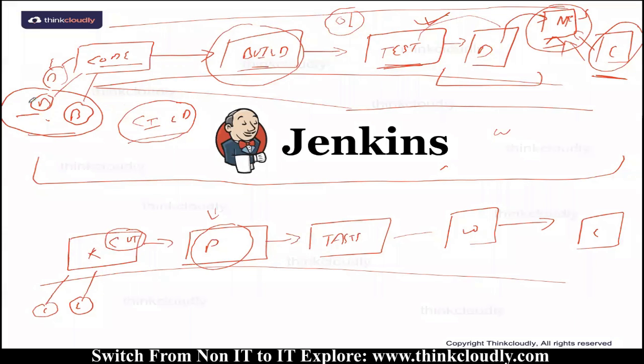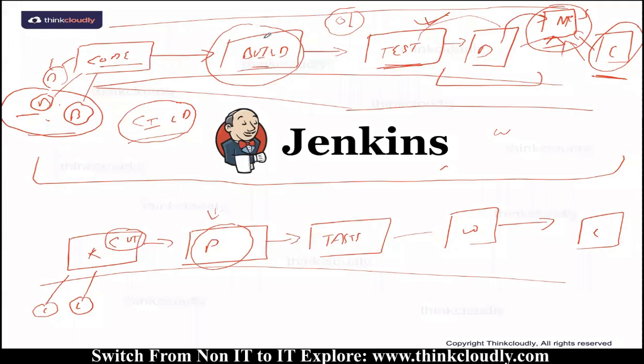So CI means that you're continuously integrating new code and you're automating everything. And CD means continuous delivery. As soon as you release a new feature, it will pass through these stages and be delivered to the server. That is continuous delivery. So CI/CD means continuous integration and continuous delivery.